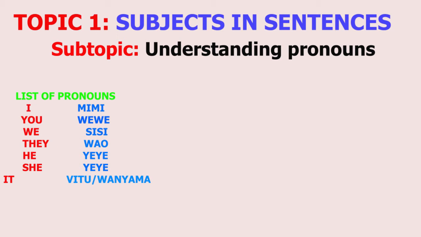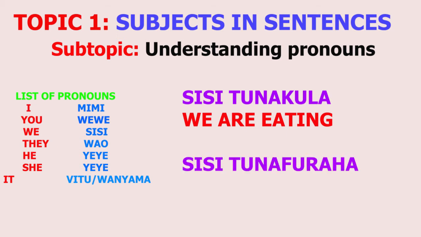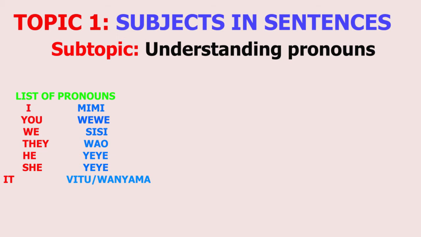In sentences, you can say sisi tunakula, for example. You are going to start with we, because we is sisi. So you are going to say we are eating. Or you want to say sisi tunafuraha. You will start also with we, because we is sisi. So you are going to say we are happy.